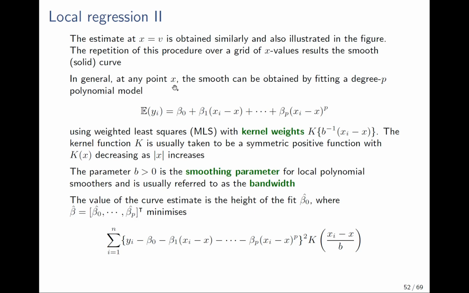In general, at any point of interest, the smooth can be obtained by fitting a degree p polynomial model using weighted least squares with these so-called kernel weights, where the kernel function K is a symmetric positive function which increases as the absolute value of x increases. Now in this kernel, b is the smoothing parameter, greater than 0 for local polynomial smoothers, and that's referred to as the bandwidth. The value of the curve estimate is the height of the fit of beta, where beta minimizes that expression there.